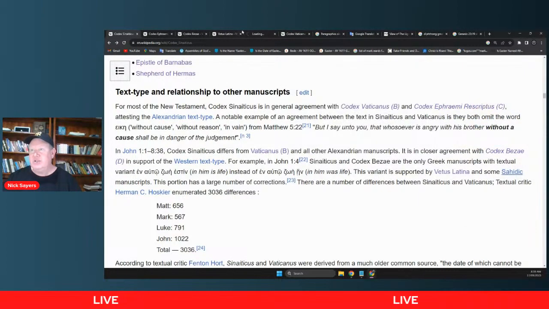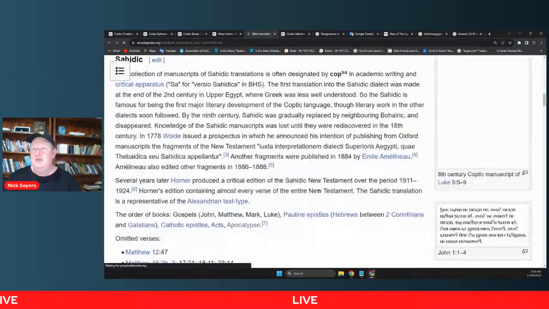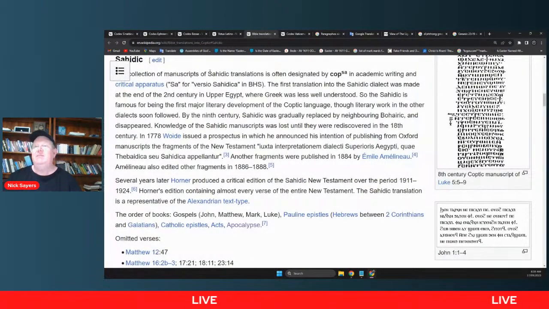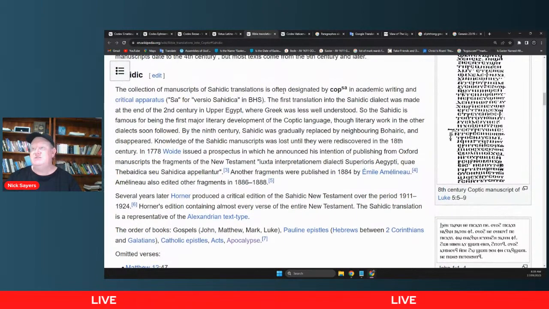So let's just check out the Sahidic, just so you know what we're talking about. Sahidic, a collection of manuscripts of Sahidic translations, often designated by COP, so Coptic, with a little subscript SA. In academic writing and critical apparatus, SA stands for Versio Sahidica in the BHS.